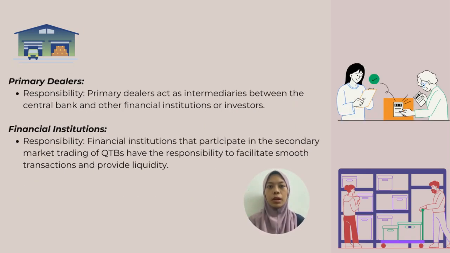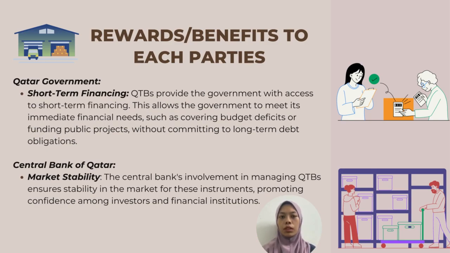So fourthly is primary dealers. Primary dealers act as intermediaries between the central bank and other financial institutions or investors. So lastly is financial institution. Financial institutions that participate in the secondary market trading of QTB have the responsibility to facilitate smooth transaction and provide liquidity.